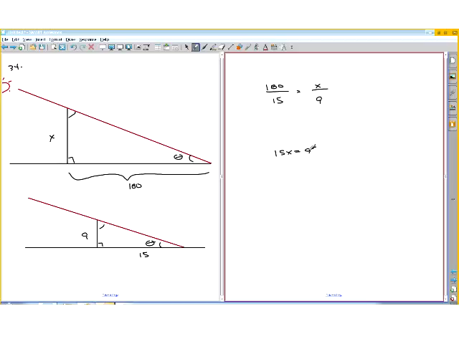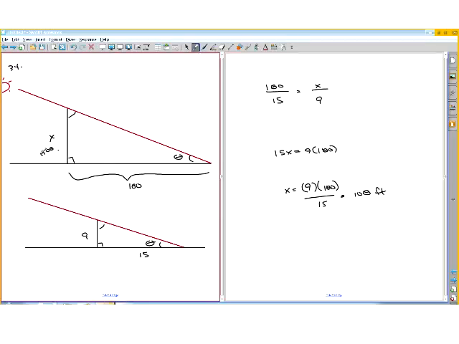So we get 15x is equal to 9 times 180. And if we divide both sides by 15, we get 9 times 180 divided by 15. Stick that in our calculator. And so we have 9 times 180 divided by 15. And we get 108 feet. So 108 feet is this height.